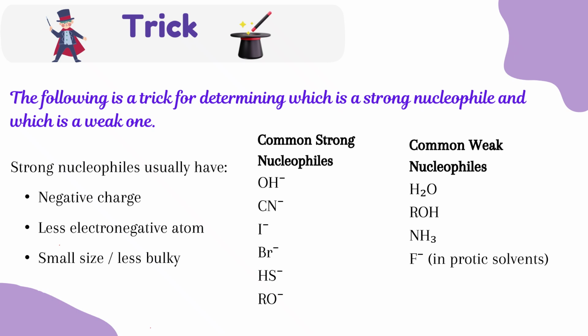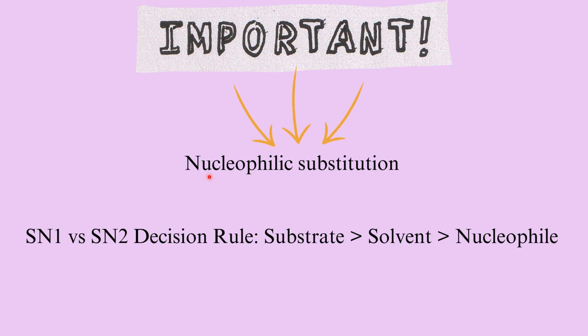Here's the trick to remember which are strong nucleophiles and which nucleophiles are weaker ones. Whenever we have a strong nucleophile, it should have a negative charge. It should be less electronegative atoms and it should be smaller in size. Because when we have these characteristic features present, then that particular nucleophile is called as what? Strong one. And when we have the opposite kind of nucleophiles, we call them as what? Weak nucleophiles.